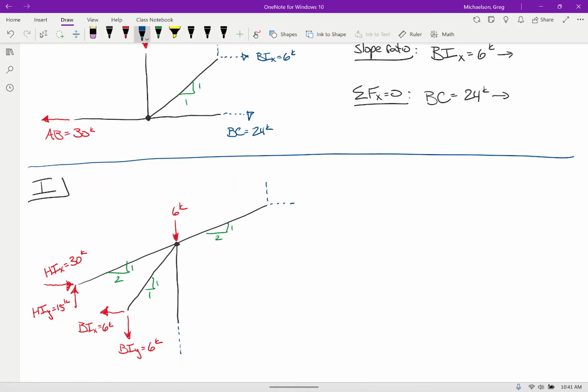So tell me what to do. Which one should I solve first? The X, right? So summing forces in the X direction. You want me to draw a table, or do you think you can eyeball this one? Did I forget something, or did I get everything? Okay, so how many horizontal forces do I have that I know? Two. And this one's going to be the unknown. So what do I have? I've got 30 to the right, 6 to the left. So what is that? 24 to the left.